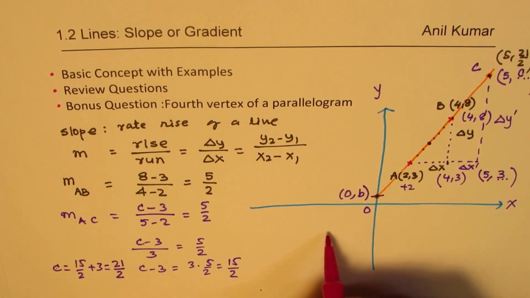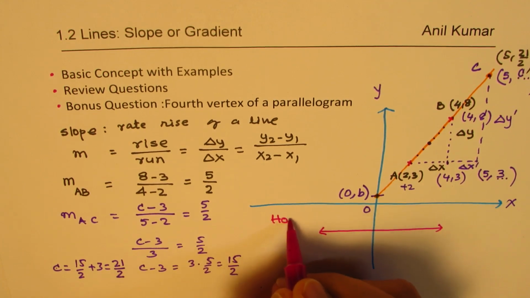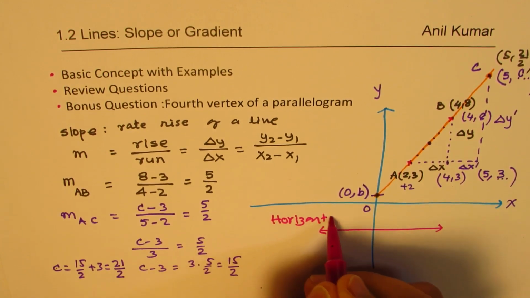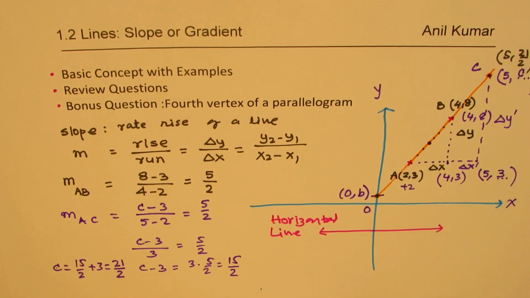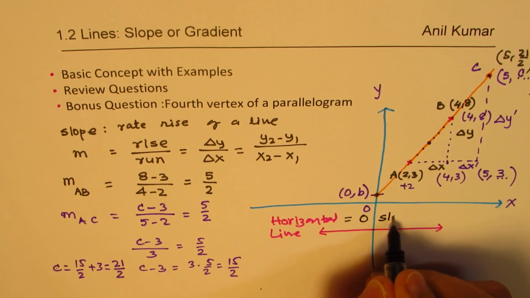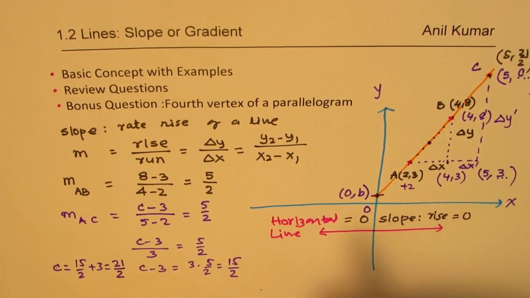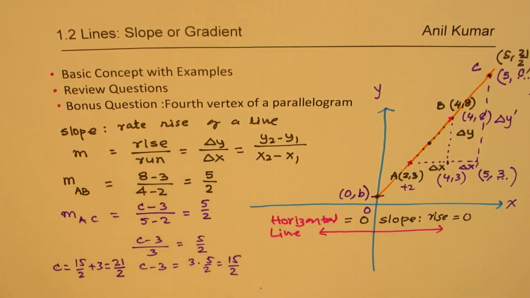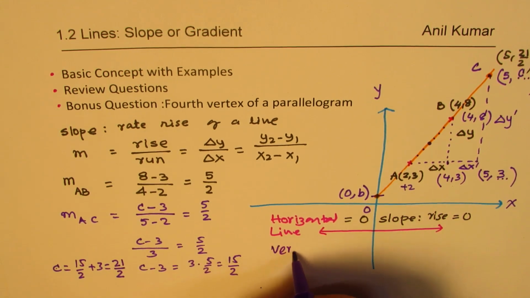A few interesting things. If I have a horizontal line, what slope will it have? What is the rise here? Well, since the rise is 0, it has a 0 slope. Why? Because the rise equals 0. So 0 divided by anything is going to be 0, and therefore the slope will be 0. Okay, then what is the slope of a vertical line?